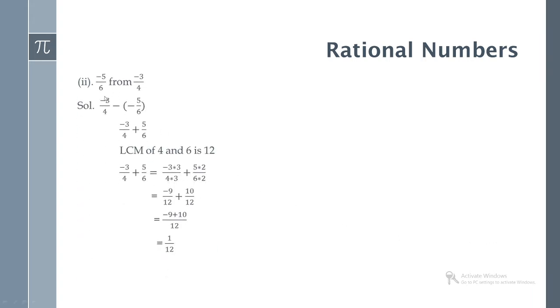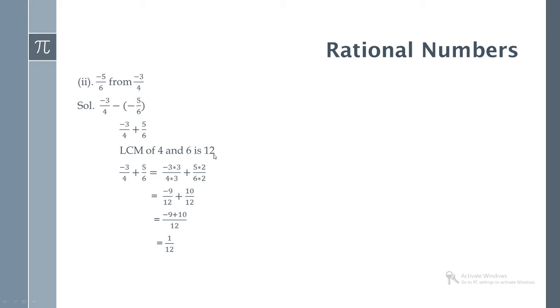Next one: minus 5 by 6 from minus 3 by 4. So first this rational number: minus 3 by 4 minus minus 5 by 6. Next, minus 3 by 4, minus into minus is plus 5 by 6. So the LCM of 4 and 6 is 12. We need to do the LCM part in the rough column, then only you will get how you got the 12. I have not done the rough work anywhere here.